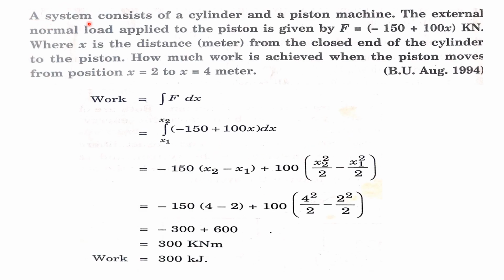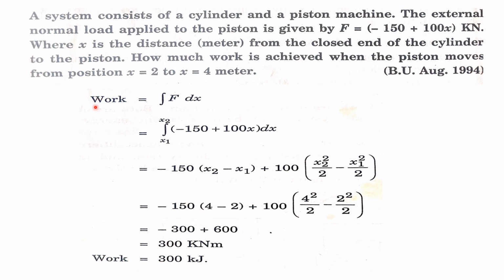A system consists of a cylinder and piston machine. The external normal load applied to the piston is given by F = (-150 + 100x) kilonewton, where x is the distance in meters from the closed end of the cylinder to the piston. How much work is achieved when the piston moves from position x = 2 to x = 4 meter?